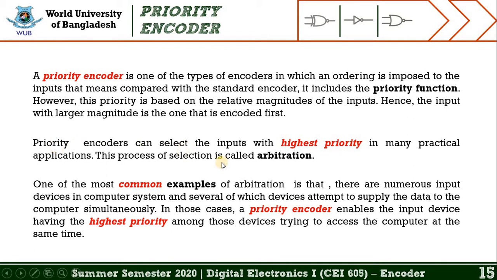Priority encoders can select the inputs with highest priority. In many practical applications, this process of selection is called arbitration. One of the most common examples of arbitration is that there are numerous input devices in a computer system, and several of which devices attempt to supply the data to the computer simultaneously. In those cases, a priority encoder enables the input device having the highest priority among those devices trying to access the computer at the same time.